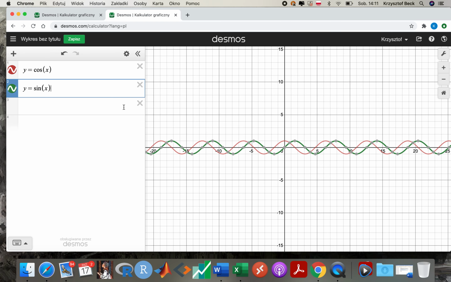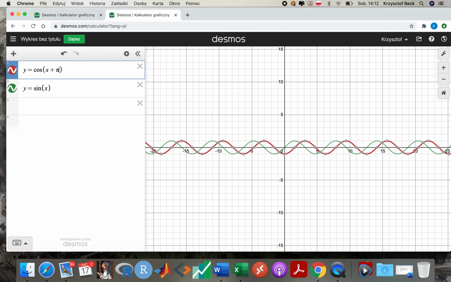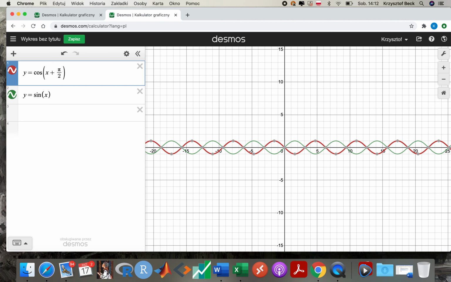Okay, and look, what I wanted to do is to move cosine in such a way that it will be equal to sine. By how much do I need to move it? Well, definitely it will be something associated with pi. But look, when I added pi, we moved too much. So maybe it should be pi over 2. Well, we clearly see that this trick doesn't work. But we remember one more thing.